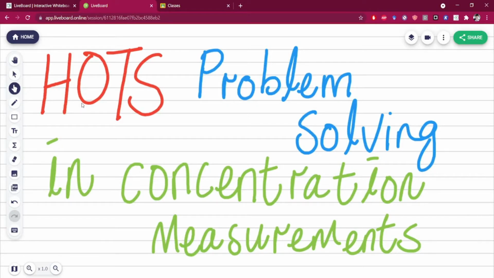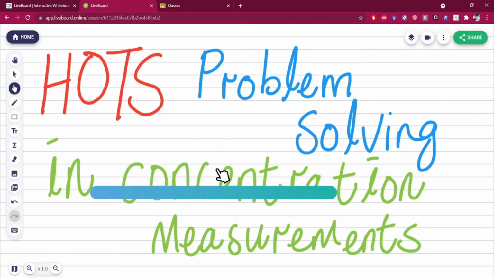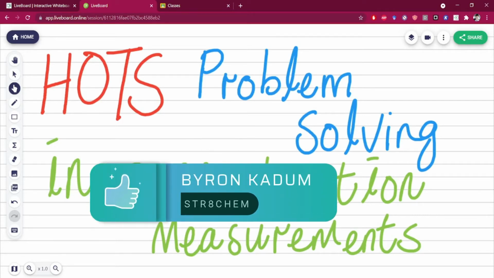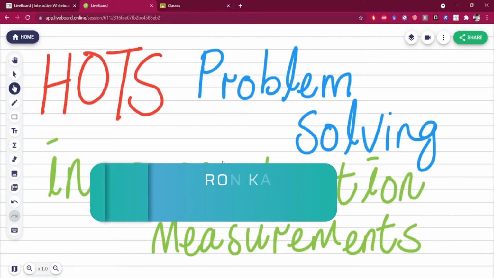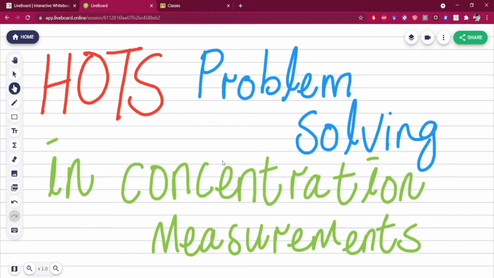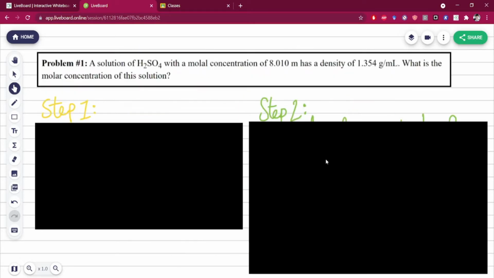In this video, we're going to look at some HOTS problem solving in concentration measurements. We're going to look at how we combine all of those basic concentration measurement problem solving skills into a specific problem. We're going to start with problem number one.